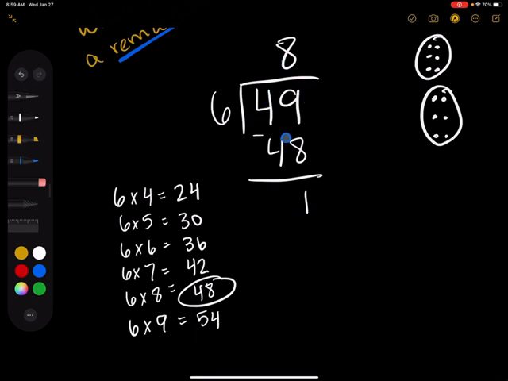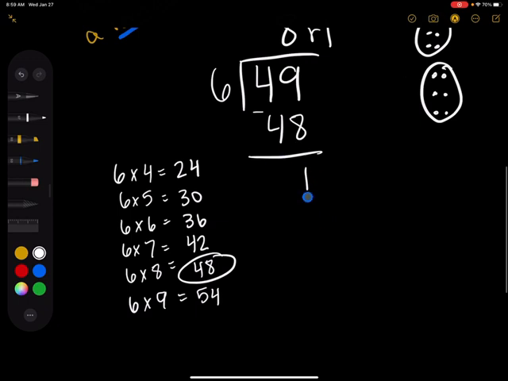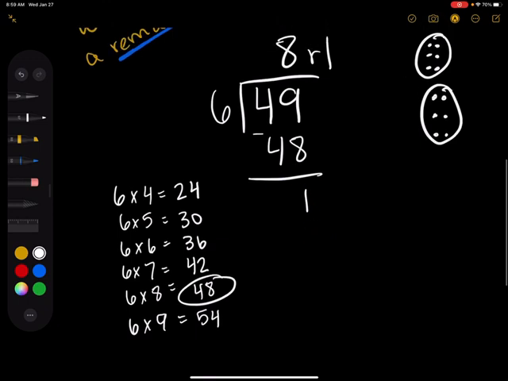So 49 minus 48 equals 1, okay? And this is going to be my remainder. And the reason that it's my remainder, so we're going to put an R in 1. The reason it's my remainder is that I cannot make another group of 6 out of this 1, can I? No, I need 6 to be able to make another group, and 1 is too small, okay?